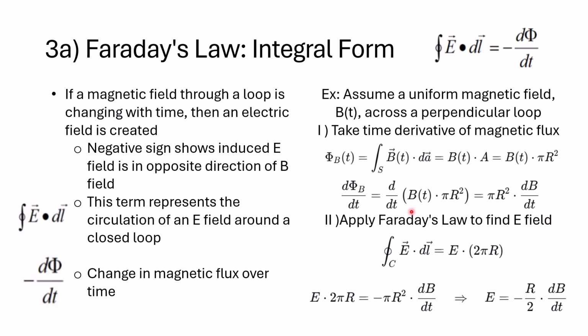And next we take the time derivative of this. So you would keep our constants, pi r squared, and then the time derivative of the magnetic field, dB over dt. And then next we set this equal to our left-hand side of the equation, the circulation of the field. And this would just be E times 2 pi r, because in this case you're using the total distance around the loop, or the circumference. We cancel some of our like terms, and we're able to get our electric field in terms of the radius and the rate of change of our magnetic field.